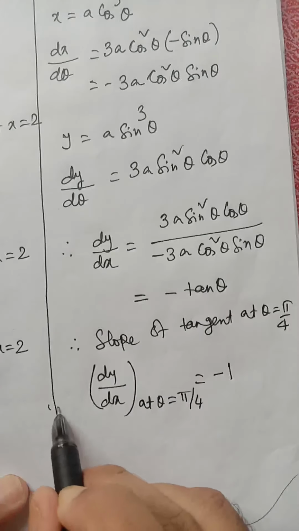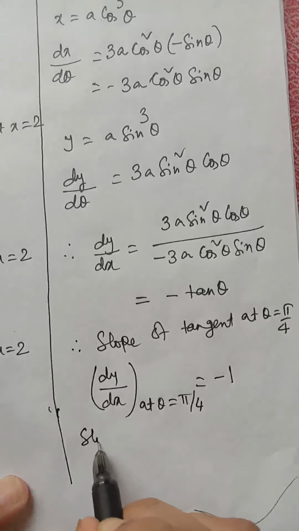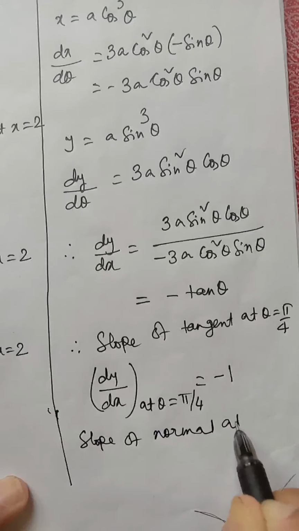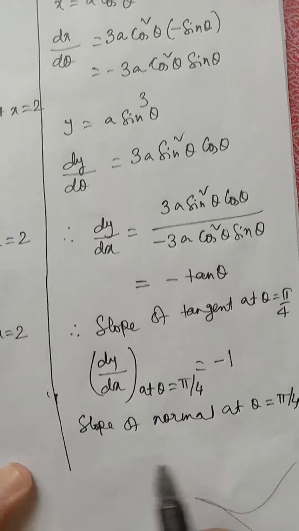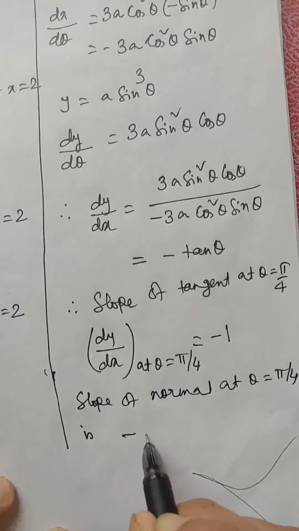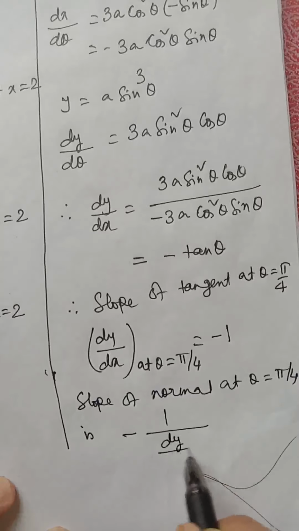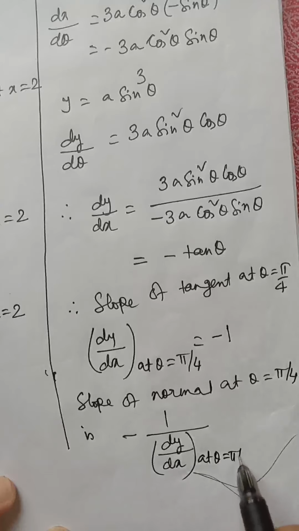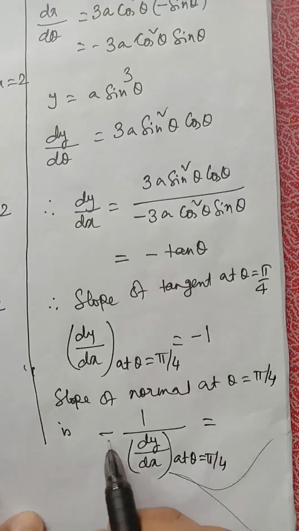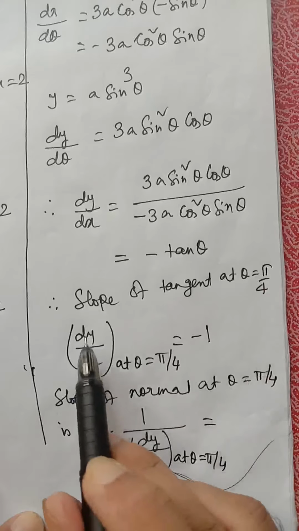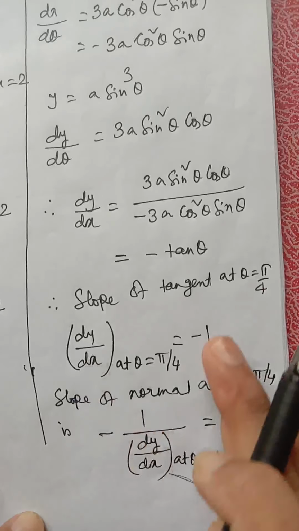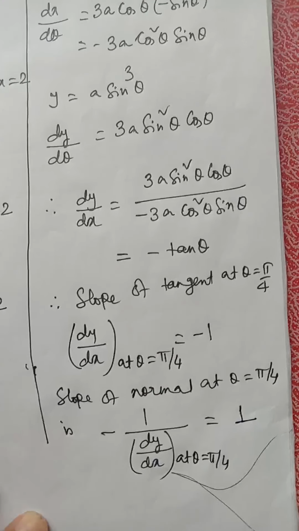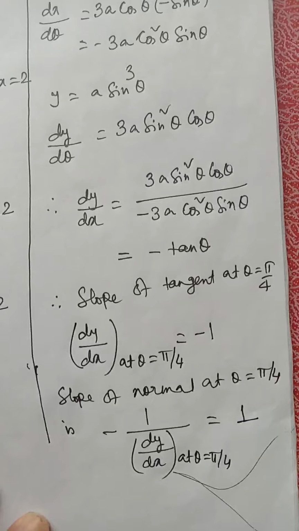Now what is the slope of a normal? Slope of normal at theta equal to pi by 4 is minus 1 by dy by dx at theta equal to pi by 4. dy by dx at theta equal to pi by 4 is minus 1. So minus of minus 1 will be plus 1. So the slope of normal at theta equal to pi by 4 is plus 1.